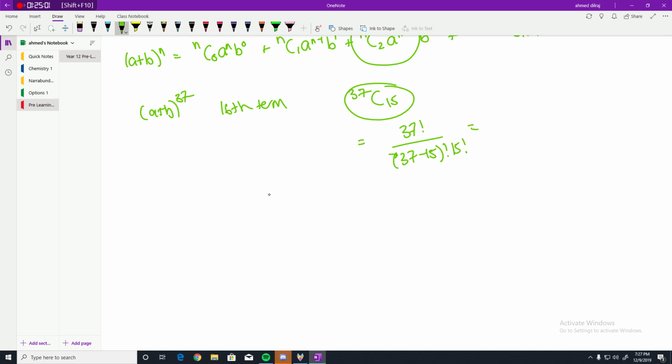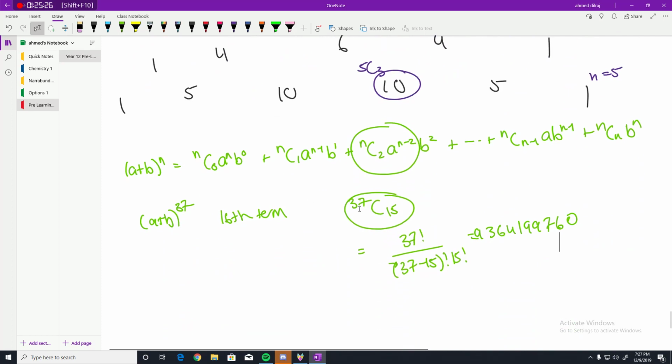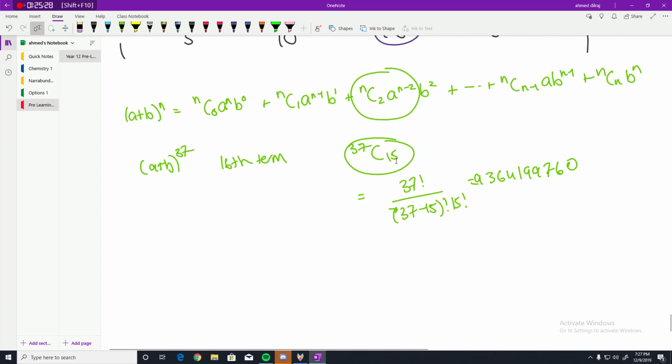So what we end up getting is a really, really big number, and you can see why this is so powerful. It's 93641999760, right? So that's the number we end up getting, which is huge. But you can see how that makes sense because we're actually looking at our 16th term.